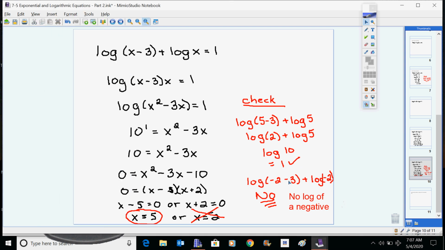So when that bogs down and you can't make it work, because 10 to any power is not going to give you -2, 10 to any power is not going to give you -5, then we say that's a no. So this one comes out to be extraneous. X equals 5, when you plug that in, actually works. So you do need to be in the habit of checking your work. Okay?